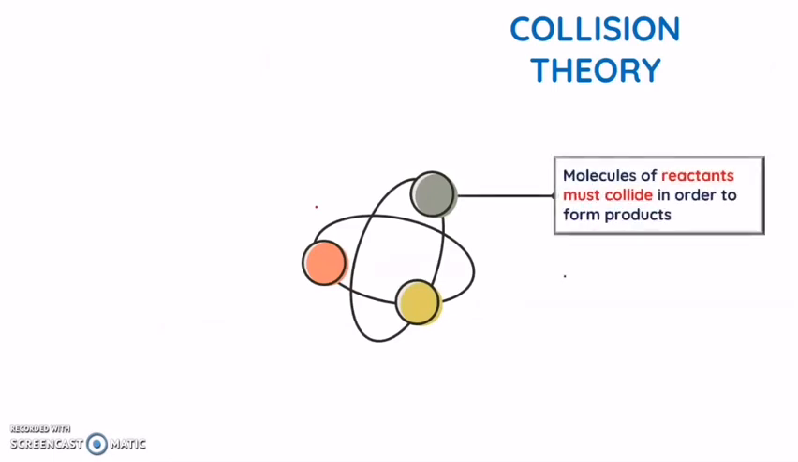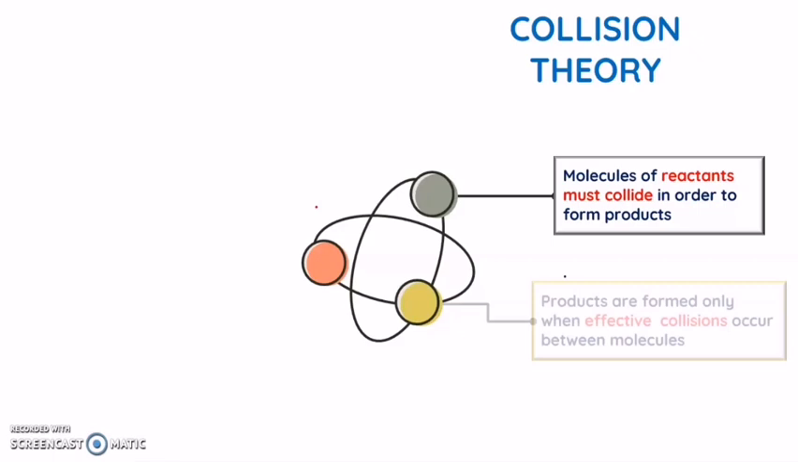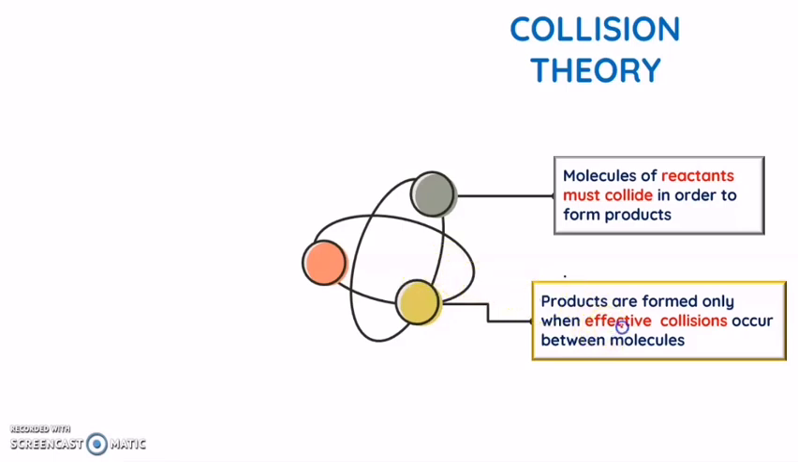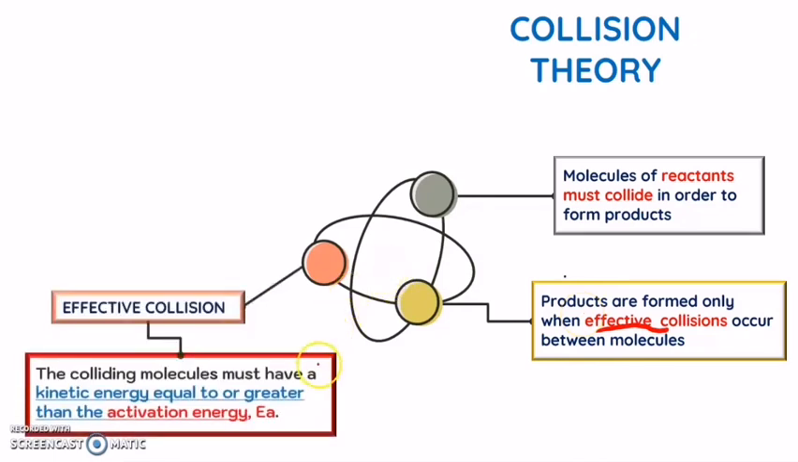Collision theory is the idea that molecules of reactants must collide in order to form products. The second point about the collision theory is that products are formed only when an effective collision occurs between molecules. What is an effective collision? The colliding molecules must have a kinetic energy equal to or greater than the activation energy, EA, for the collision to be effective. What is activation energy? It is the minimum energy required to initiate a chemical reaction.